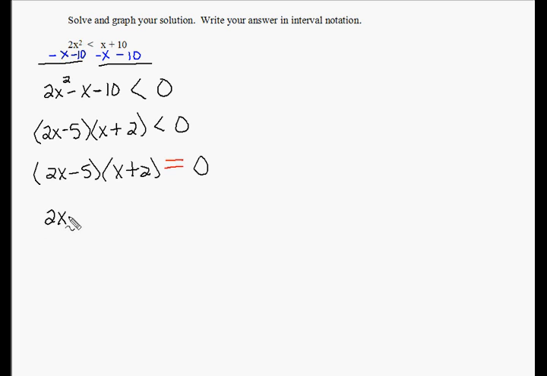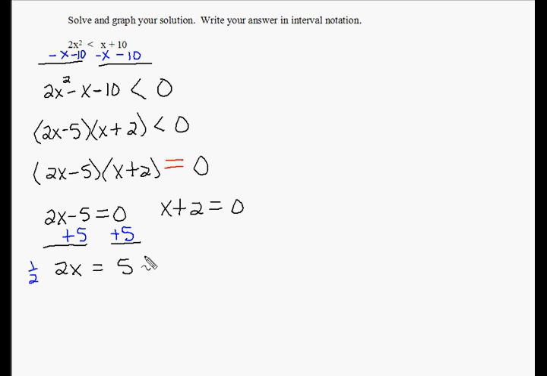According to the zero product property, if you're going to multiply and get 0 as your answer, then one of the things you multiplied by, called a factor, has to be 0. So now we're going to solve these two simple problems. I add 5 to both sides of the equation, we get 2x equals 5. And multiplying both sides of the equation by 1/2, we get x is equal to 5/2. For the other equation, we can add a negative 2 to both sides of the equation, and we get x is equal to negative 2.